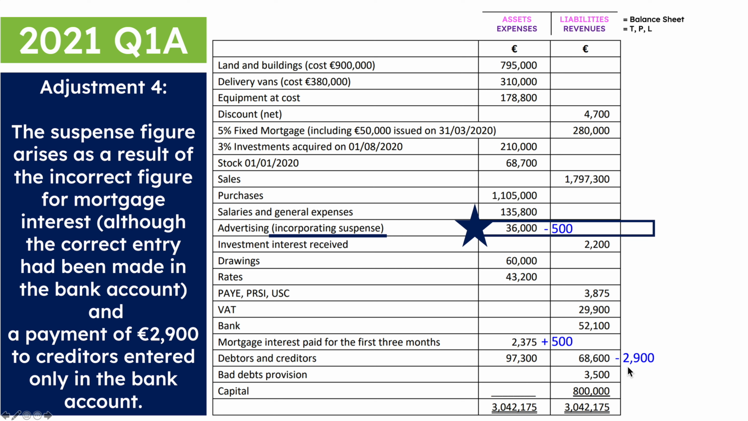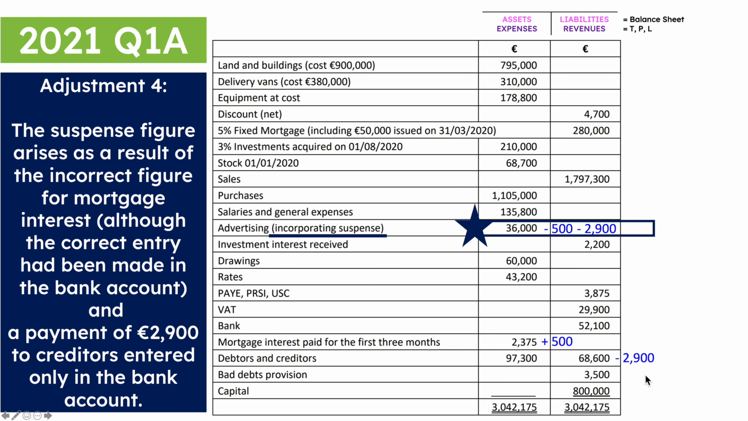Now, if I only minus 2,900 to one side, my sides will not equal. So what I'm going to have to do then is also minus it from the debit side. And basically that's your suspense adjustment done then. Okay, so on your debit side here, 3600 minus 5 minus 29. Your mortgage interest, you're going to say that it was 2875 paid instead of 2375, and then your creditors, you're going to reduce it by 29.